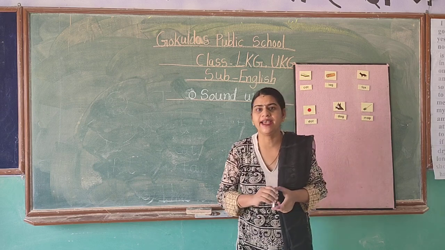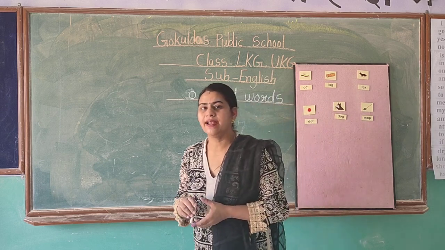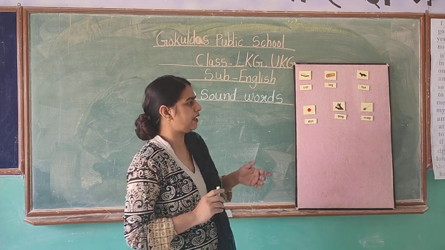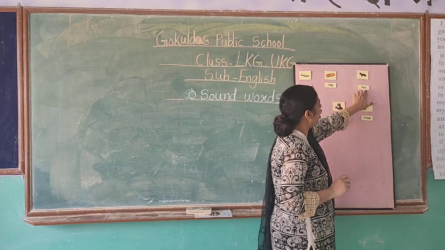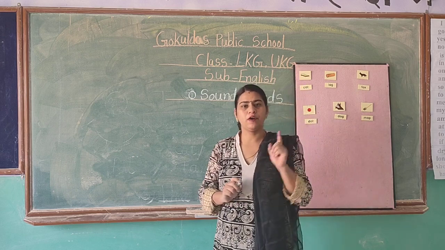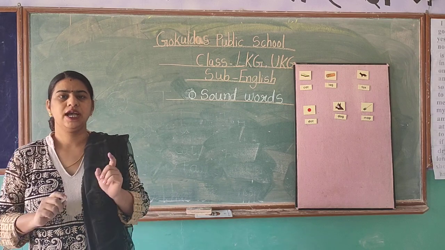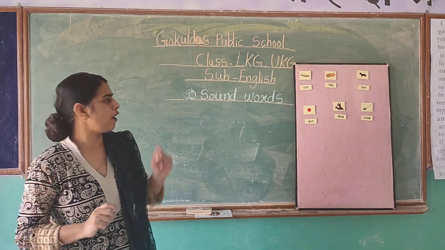Fox is a wild animal. It lives in the forest. The spelling of fox is F-O-X. Fox. Now repeat after me. F-O-X. Fox. Okay.